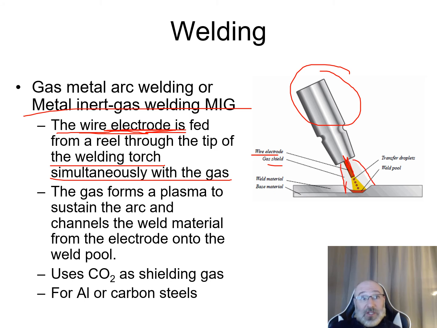What happens with this here is the gas forms a plasma to sustain the arc and channels the weld material from the electrode onto the weld pool. This uses CO2 as a shielding gas, and this can be used for aluminum or carbon steels. When you're doing it with aluminum, you do have to be really careful, and again, you're changing your temperature settings, your feed rate, and all the parameters in order to use it for different types of metals and different thicknesses of metals.